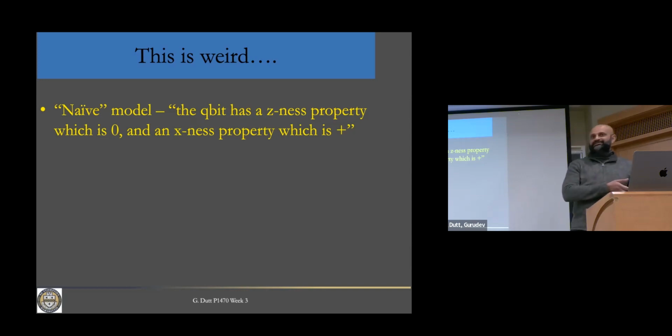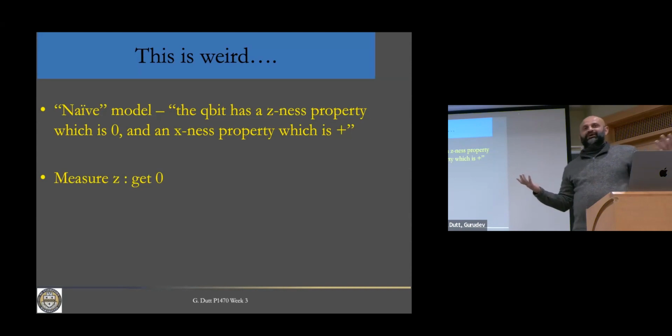And measure along X, I got plus. Okay, so the qubit can be described by two numbers. One is the X property, which is plus, and the other is the Z property, which is 0. This is how we think about all things when we measure them. Once we measure them, they're fixed. They are a measurement. That's it. It's done.